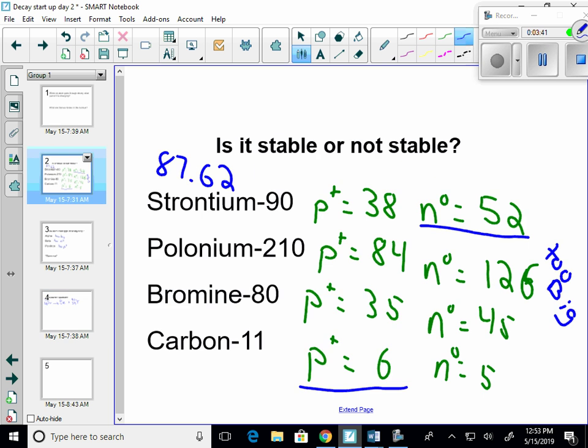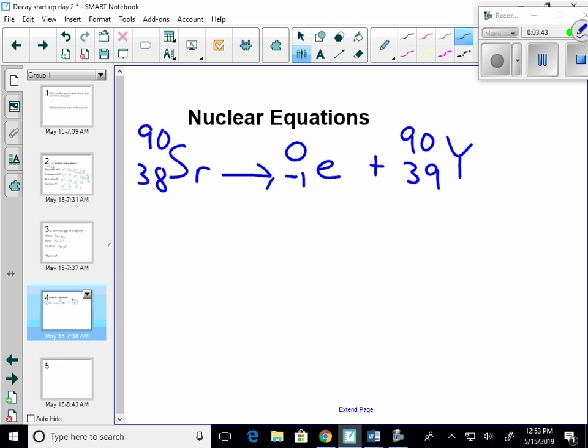Polonium-210. Let's go with that one. Polonium is Po, 210, and 84. The nice thing about a nuclear equation is you have one thing on the quote-unquote reactant side. That's called the parent isotope. It's the thing that starts it all off.